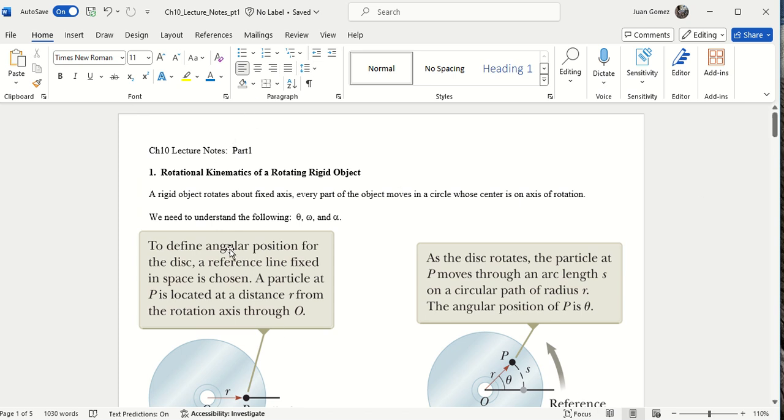And now we're dealing with what's called the rotational kinematics of a rotating rigid object. Now, what we mean by a rotating rigid object is that it rotates about a fixed axis.